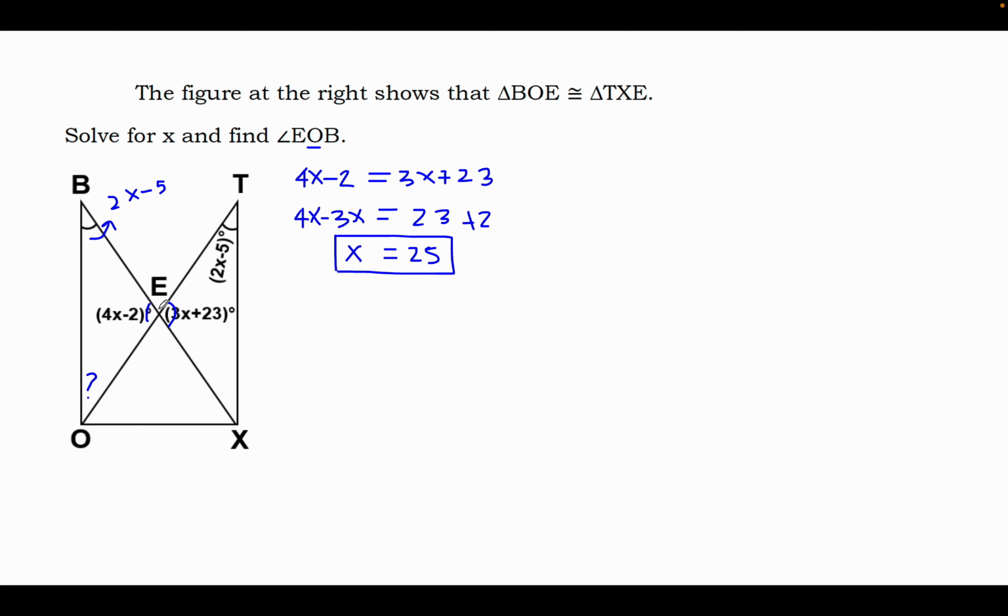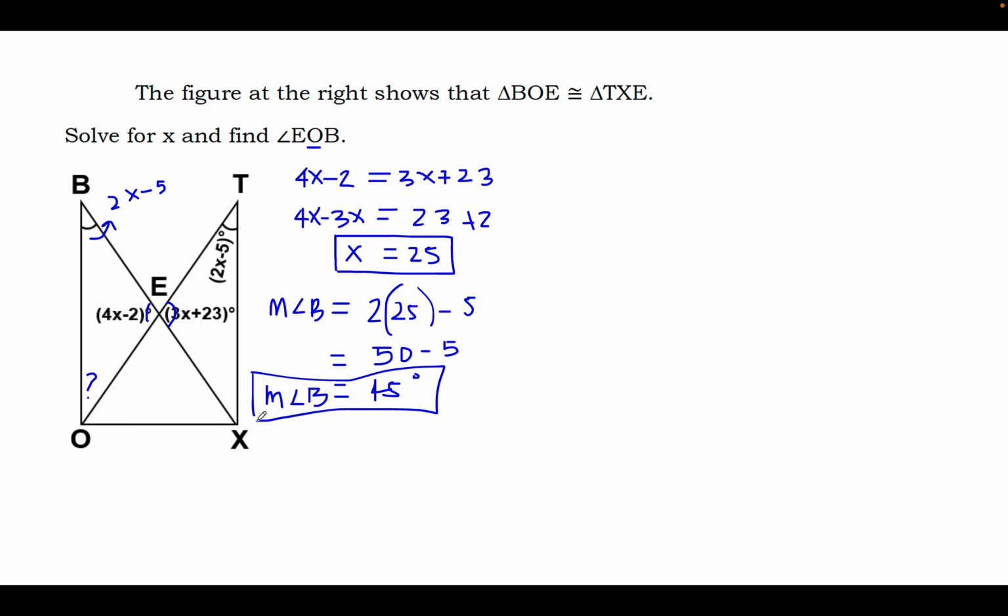If x is equal to 25, we can now solve for the angles here. Substitute 25 for x. So angle B, measure of angle B is equal to 2 times 25 minus 5 is equal to 2 times 25 is 50 minus 5 is equal to 45 degrees. We are talking about the angles and the unit is degrees. So we need to specify the unit, which is degrees. So measure of angle B is equal to 45 degrees.